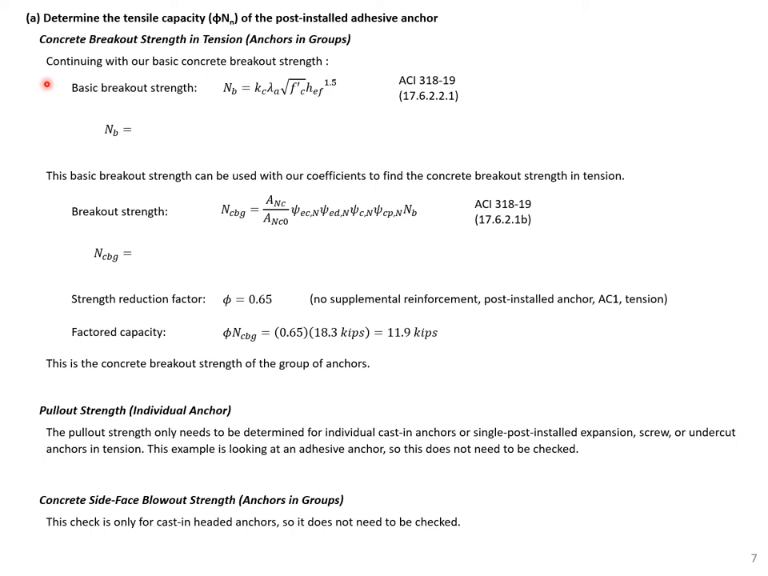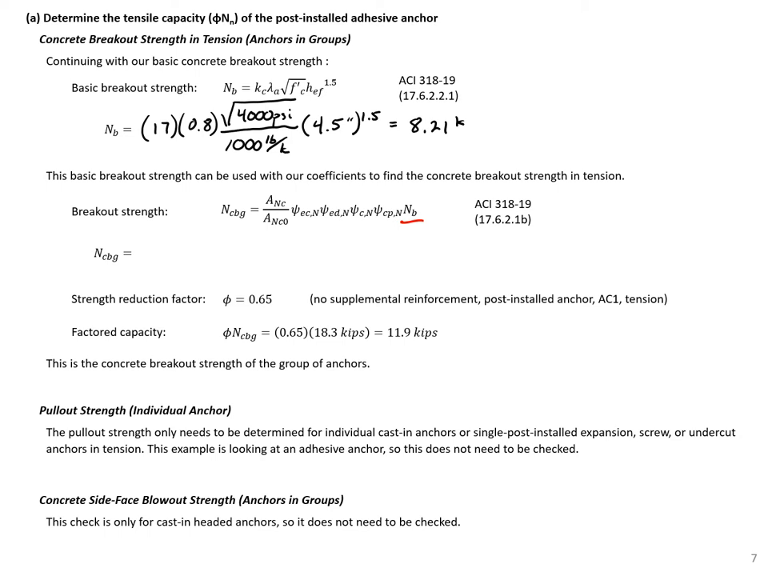So we'll first calculate the basic breakout strength using our ACI 318 expression. So we'll have our N_b equal 17 times our lambda_a 0.8 times the square root of 4,000 psi, and I'm going to divide this by 1,000 pounds per kip to get my units into kips, and then take this times our h_ef, 4.5 inches, to the 1.5 power. So we'll get our N_b here equal to 8.21 kips.